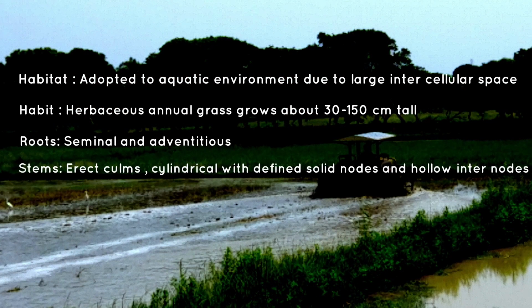About general characteristics, habitat: it was adapted to the aquatic environment due to large intercellular spaces. And habit: it's an herbaceous annual grass which grows about 30 to 150 centimeters tall. Coming to the roots, they are seminal and adventitious, whereas stems are erect clumps, cylindrical with defined solid nodes and hollow internodes in the rice plant.